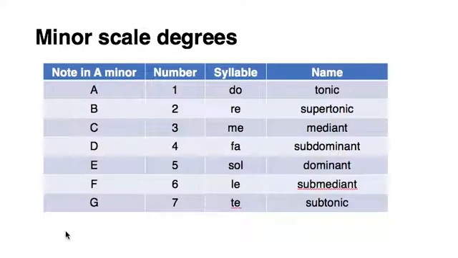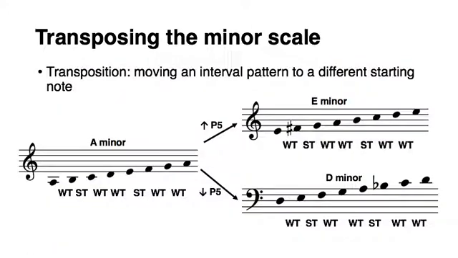Here is another table with the notes in A minor and the scale degrees and the 3 different ways we have to refer to them, right? Numbers, solfege syllables, and their proper names. And like with major scales as well, a minor scale may be transposed so that it may start on any given note.